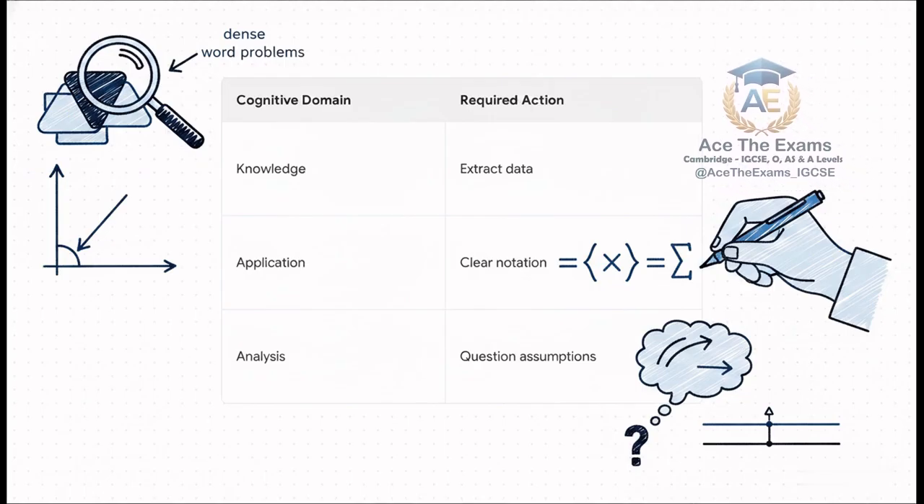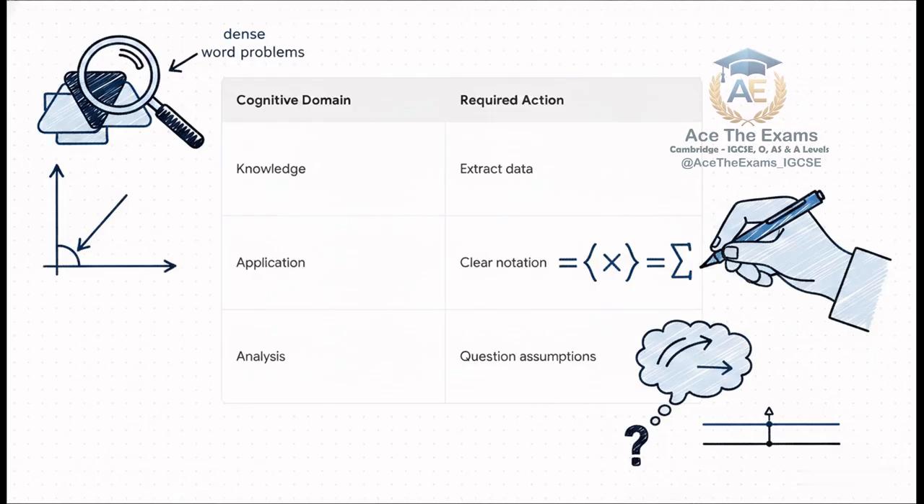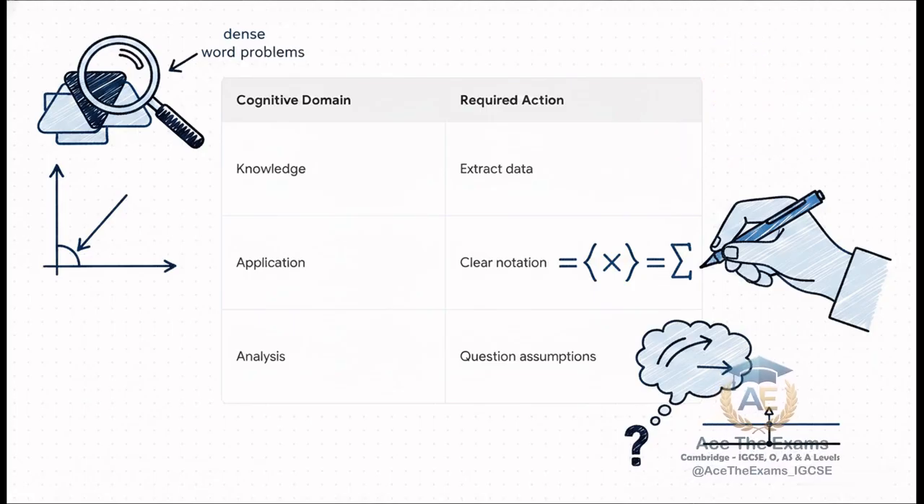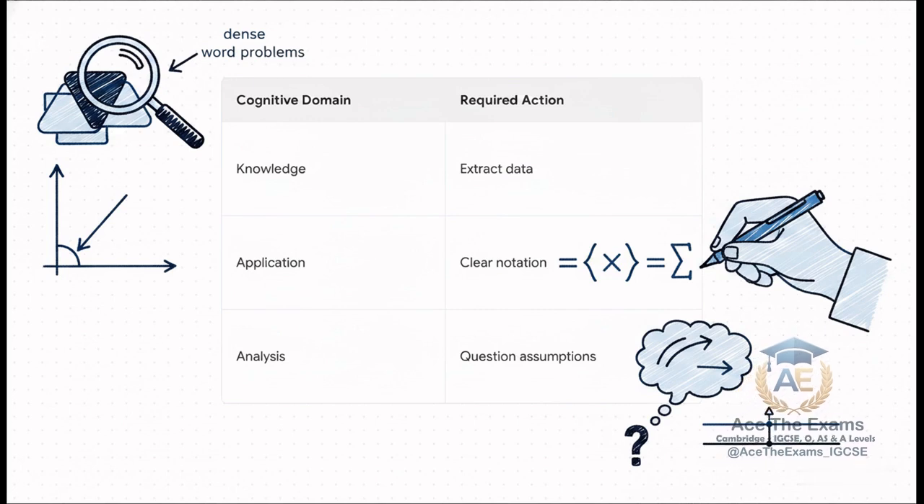It isn't just mindlessly memorizing formulas. It's your ability to actively extract the relevant data from a really dense word problem. Second is application. You've got to take that extracted data and execute it using crystal clear mathematical notation. And third, analysis. This right here is where the top students totally shine. They actively question the assumptions within the problem itself. Are the vectors parallel? Are they collinear? You have to prove to the person grading your paper that you understand the underlying geometry, not just the basic algebra.